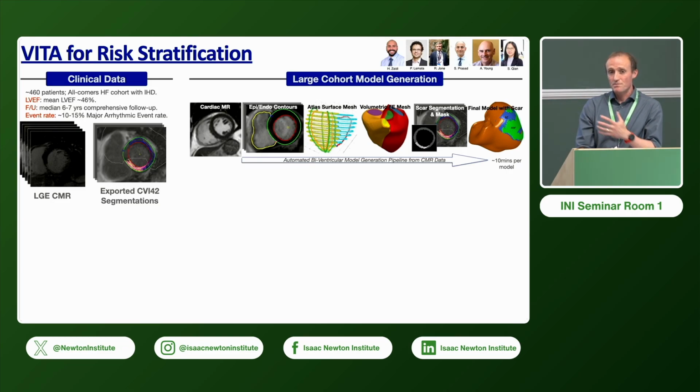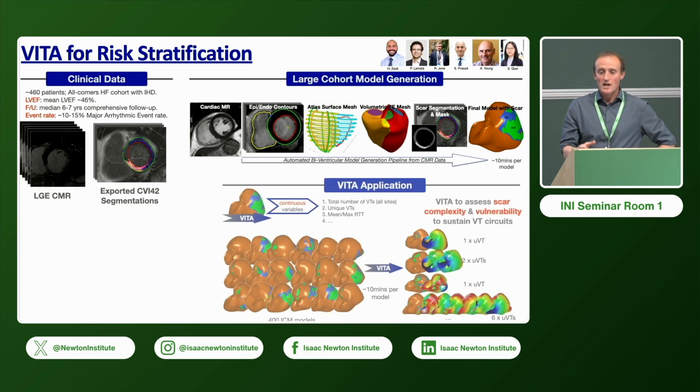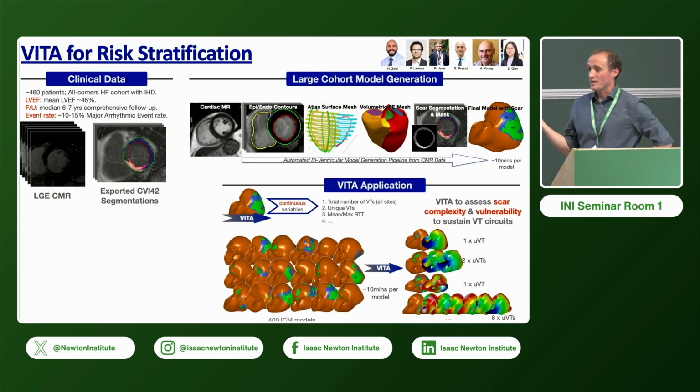We can then take all of these models, these 400 or so models that we've got, and run them directly through Vita. Again, this is only possible because it's really fast. If we wanted to do this with a monodomain approach, this would be taking a year and a half to run on an HPC. We can set these 400 patients going on my desktop, and after a long weekend, we can come back and we've got all of the data.